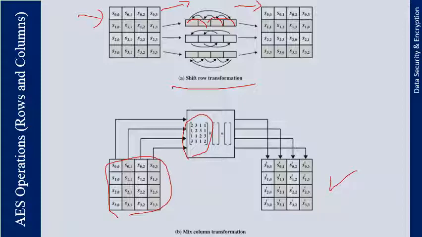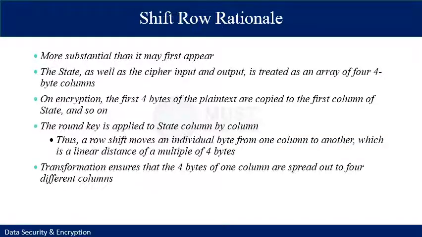Each element in the product matrix is the sum of products of elements of one row and one column. As for the rationale for why ShiftRows is used, it is more substantial than it may first appear. The state, as well as the cipher input and output, is treated as an array of 4 byte columns. On encryption, the first 4 bytes of the plaintext are copied to the first column of the state, and so on. The round key is applied to the state column by column.